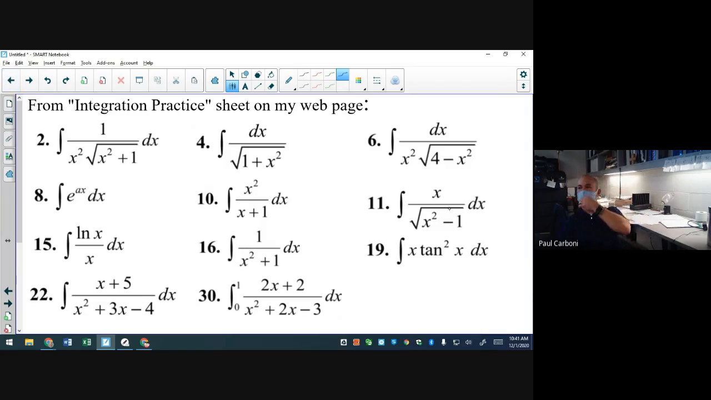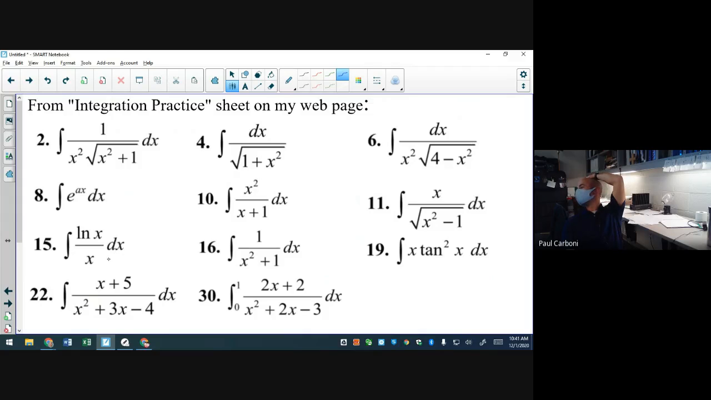Okay, so number 11, what would you use? U sub, because x is almost the derivative of x squared minus 1. All we need is a 2, so we could u sub that. Trig sub will work. So if you hate yourself or if you just want to practice trig sub, you could do that. 15?